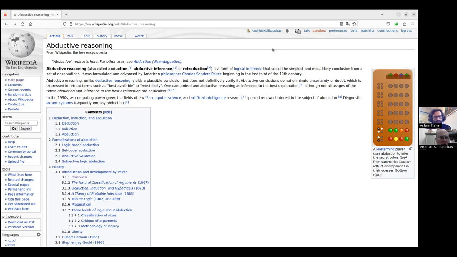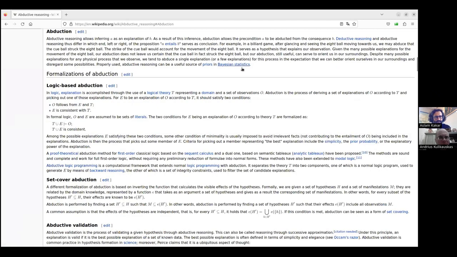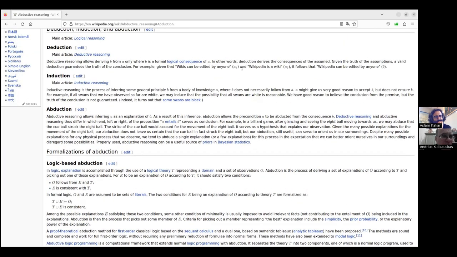So it compares deduction, induction, and abduction. Why don't we go back up a little bit here: deduction, induction, abduction. Deductive reasoning allows deriving B from A only when B is a formal logical consequence of A. So you have a system, a conceptual language, a logical system, and in that system, B will follow from A. That's deduction. In other words, deduction derives the consequences of the assumed. Given the truth of the assumptions, a valid deduction guarantees the truth of the conclusion. For example, given that wikis can be edited by anyone and Wikipedia is a wiki, it follows that Wikipedia can be edited by anyone. So it's happening within the system.